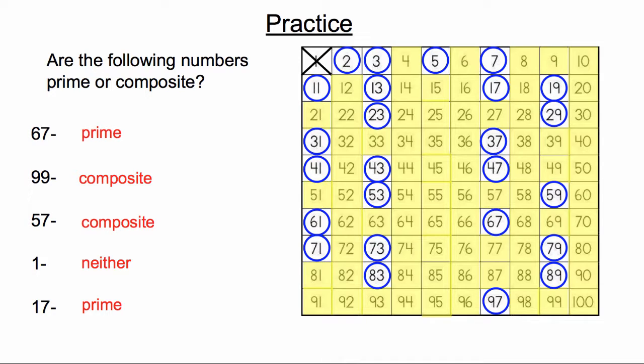The purpose of making this chart is so that when asked to determine if a number is prime or composite, it's very easy for you to look and see if it's circled, then it's prime. If it's colored, it's composite. Or if it's X'd out, it's neither.